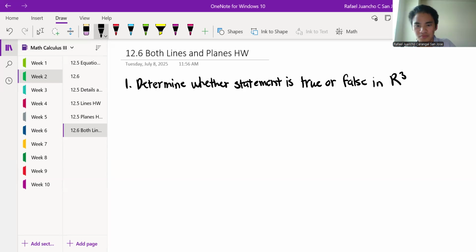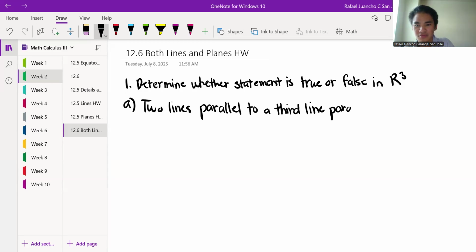In R cube. So our first statement is that two lines are parallel. Oh, what? Two lines parallel. So there are two lines that are parallel to a third line. What does that mean?